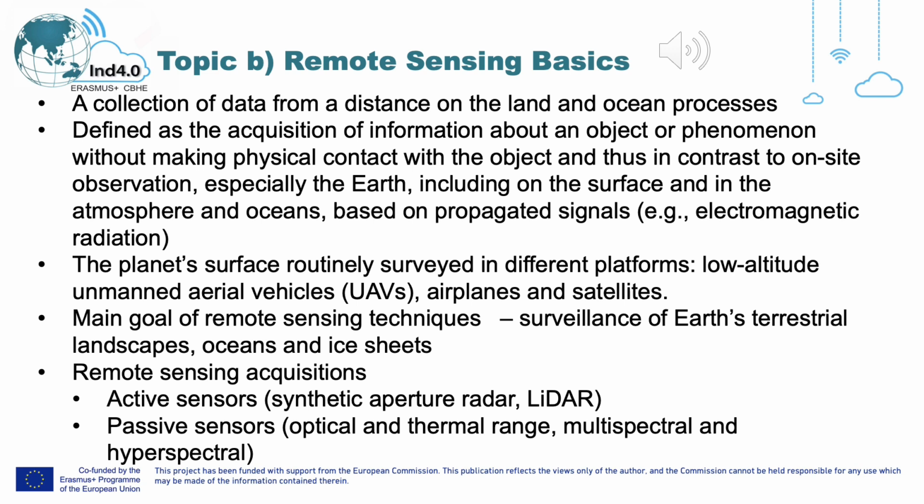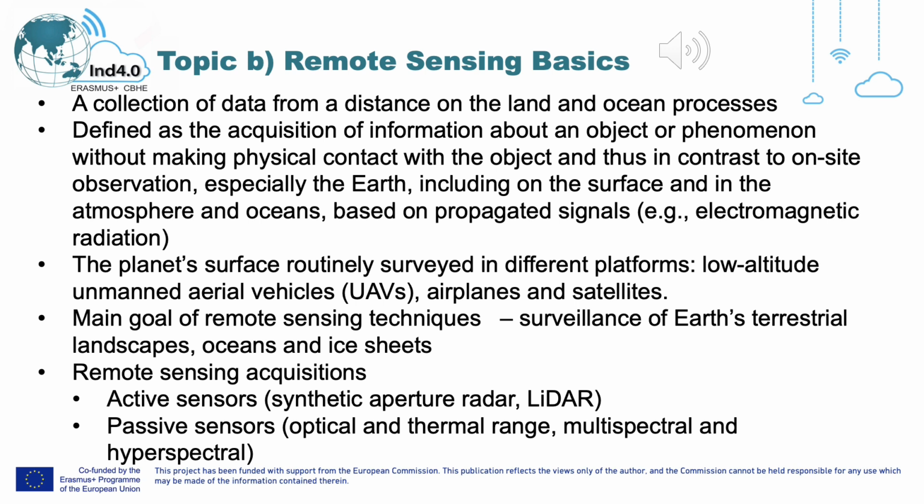Today, because of rapid technological advances, the planet's surface is routinely surveyed on different platforms: low altitude unmanned aerial vehicles, UAVs, airplanes, and satellites. The surveillance of Earth's terrestrial landscapes, oceans, and ice sheets constitutes the main goal of remote sensing techniques.